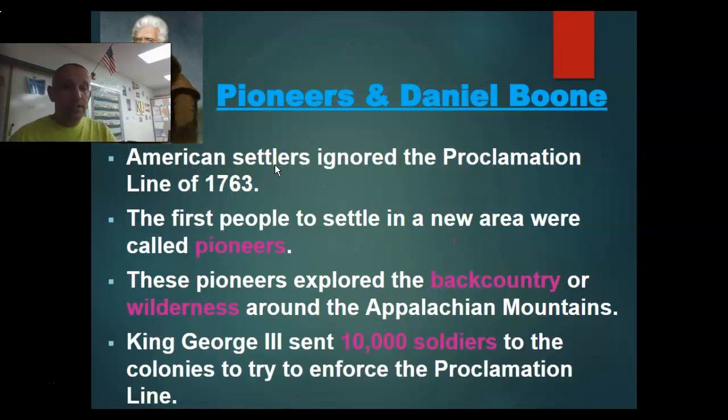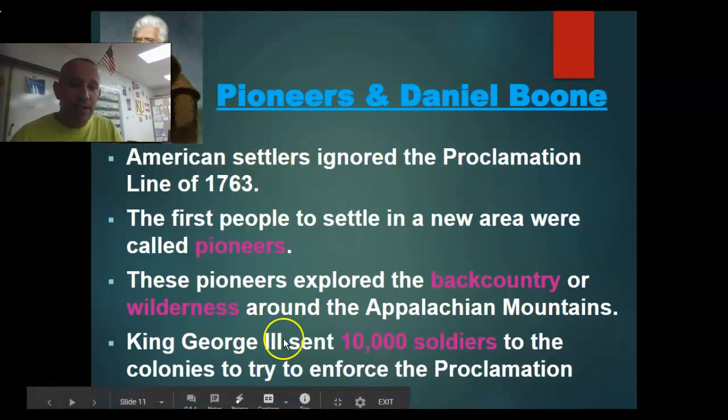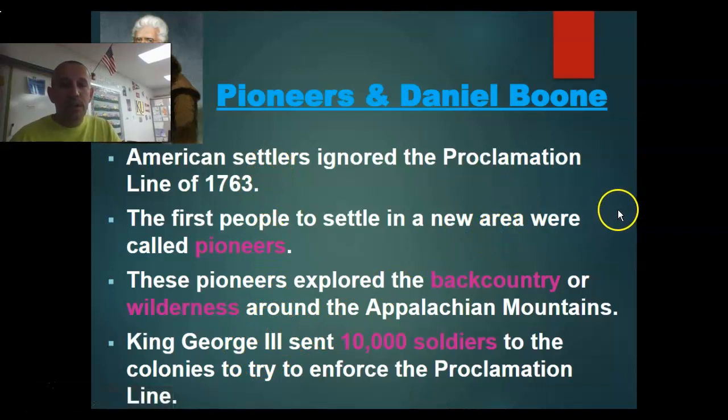King George III, he's the King of England at this time. You're going to hear King George III's name quite a bit over the next couple chapters. King George actually sent 10,000 British soldiers to the colonies to try to enforce the Proclamation Line. Basically set them up like bodyguards along that Proclamation Line.